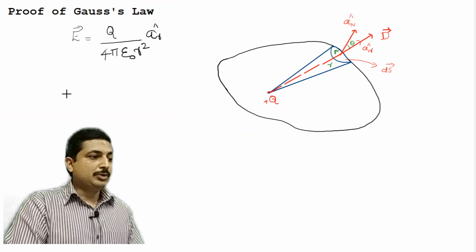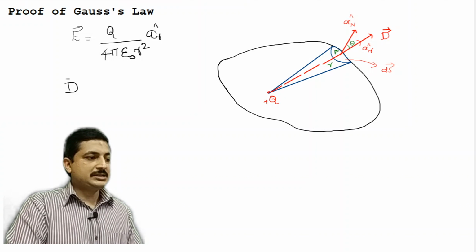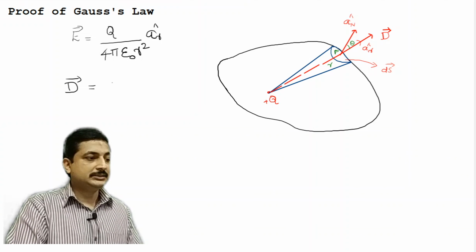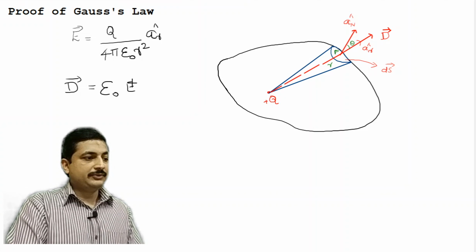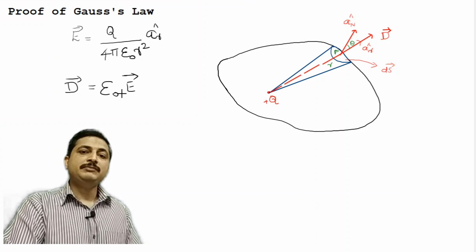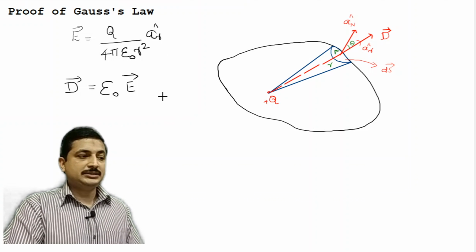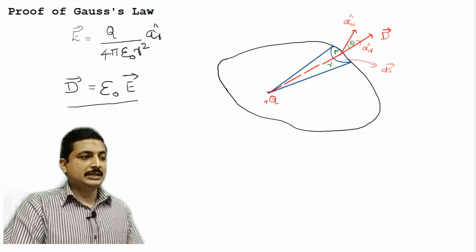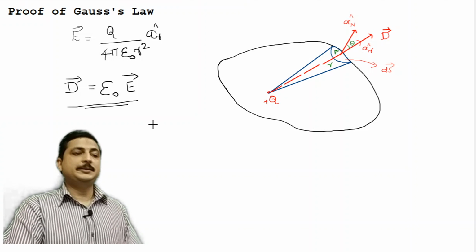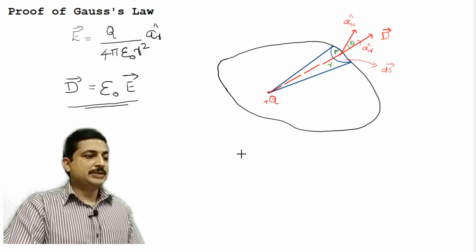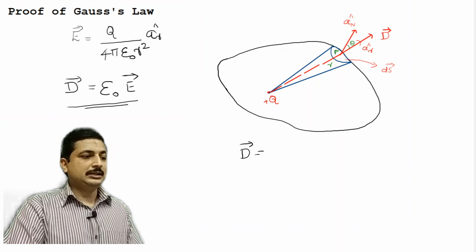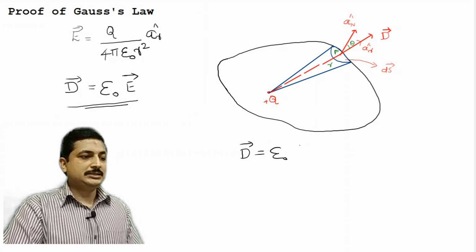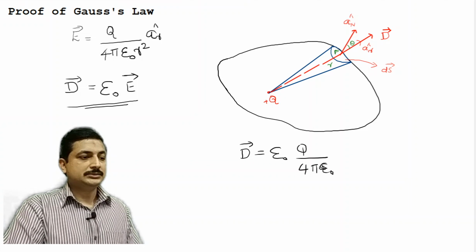Now you should remember the relation that electric flux density is epsilon naught times electric field intensity. If you need, I can prove this, but I will do it in my next video. Please remember this relation that D vector is epsilon E. So now I calculate D vector. D vector is epsilon naught of E. What is E? Q divided by 4 pi epsilon naught r square A R cap.